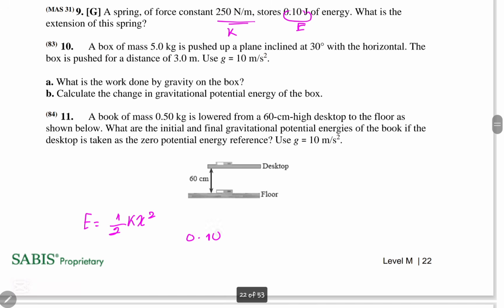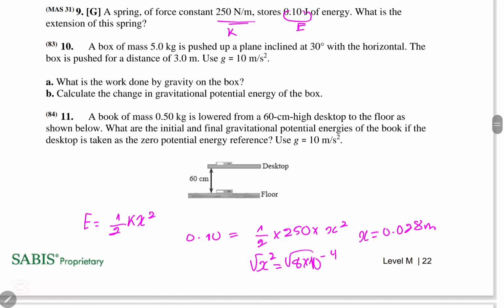So 0.10 is equal to 1 over 2 times 250 times x squared. Let's do x squared first. It's going to be 0.10 divided by half times 250, because we're bringing it to the other side, and open your brackets. I got 8 times 10 to the power of minus 4. Now I need to take the square root of both sides, and I end up with x being 0.028 meters. You can keep it in meters or change it to centimeters however you like, so it's 2.8 centimeters.